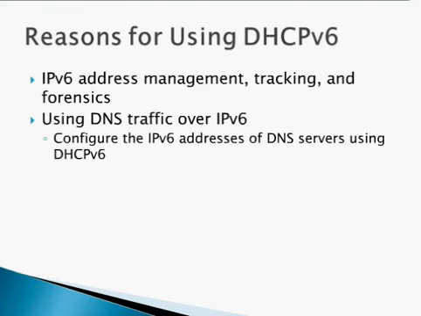I want to use DNS traffic over IPv6. The only way to do DNS traffic over IPv6 is to configure the hosts with the IPv6 addresses of DNS servers, and I can't do that through DHCP for IPv4. I can manually configure them, but it's much, much easier, obviously, with DHCPv6.